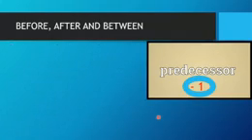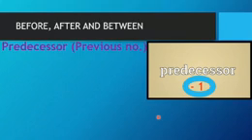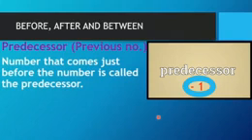Now, another topic under before, after, and between is predecessor. Predecessor means the previous number, the number which comes before a number. So we can say the number that comes just before the number is called the predecessor. Don't worry, child. Let's see through an example.